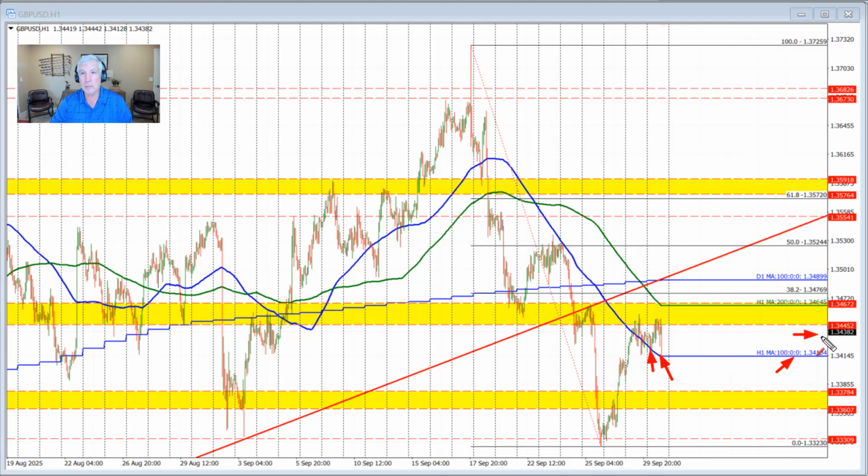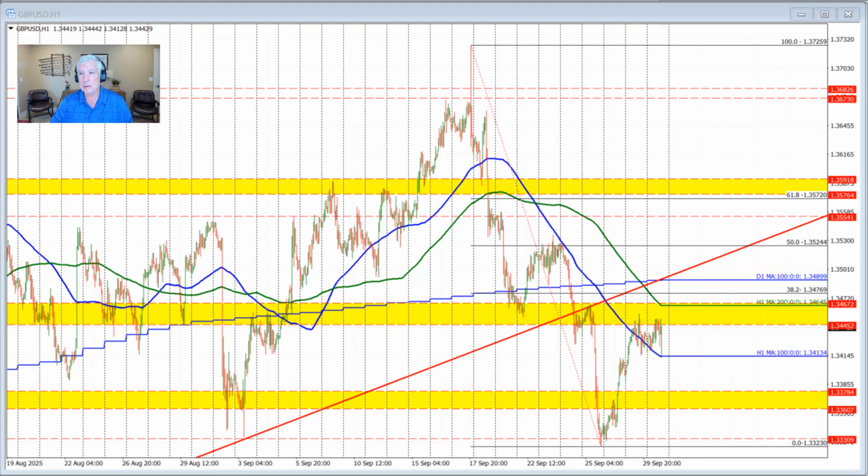We currently trade at 1.34382. This hold right here increases the level's importance, and so be aware of that, and defines a risk for buyers buying on the dip. If the price moves below, then get out. If the price stays above, then the upside would be the 200-hour moving average.